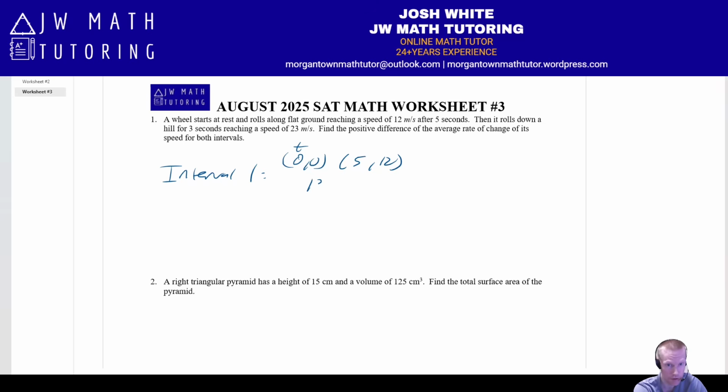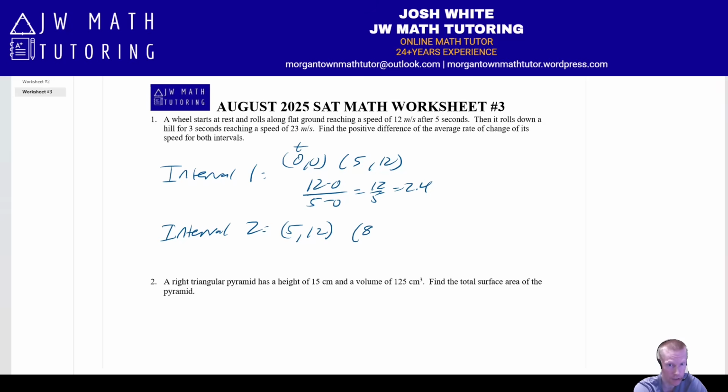So the average rate of change is just going to be 12 minus 0 over 5 minus 0. It's 12 over 5, or you could make it 2.4 as a decimal. Now for interval 2, it switches at time t equals 5, when its speed is 12 meters per second. The ending speed that it reaches is 23, so that's going to be the y value, and this happens after 3 more seconds.